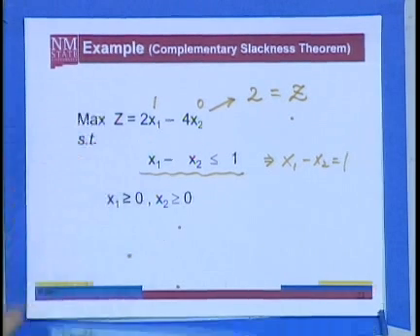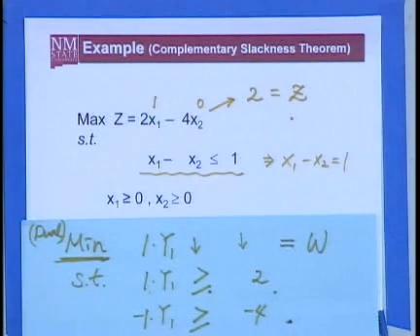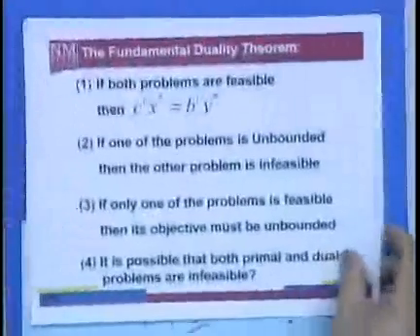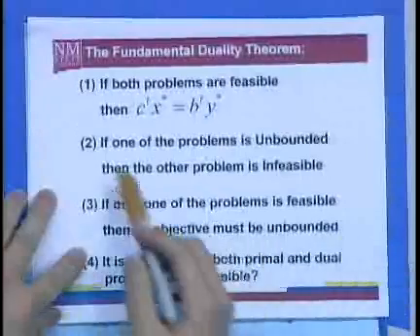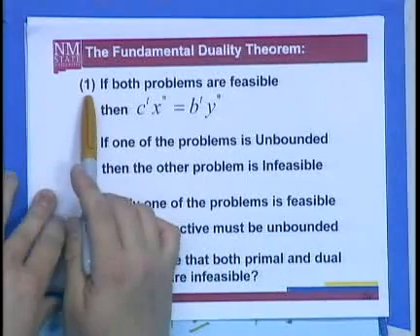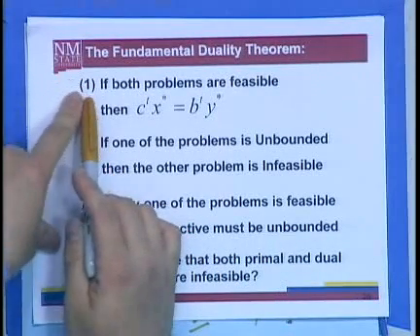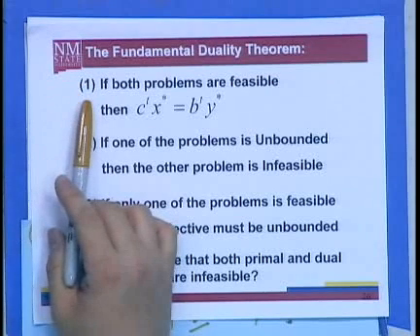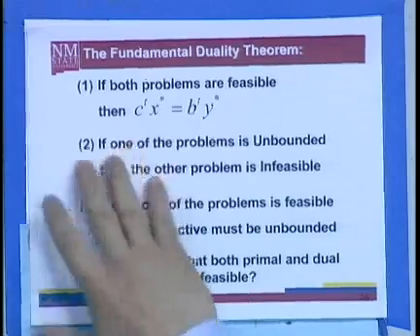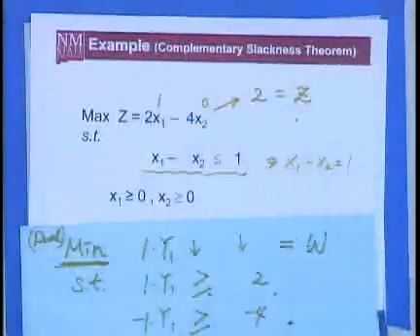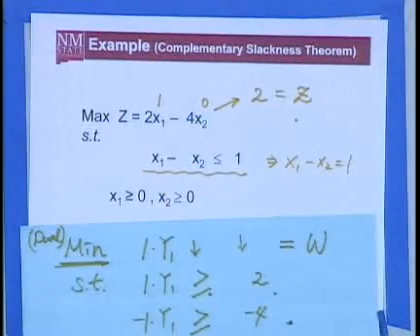And also, this result satisfies the fundamental duality theorem too. So in that case, it is case number 1, right? Because both problems have optimal solutions and the optimal values are equal. Okay? Any questions?